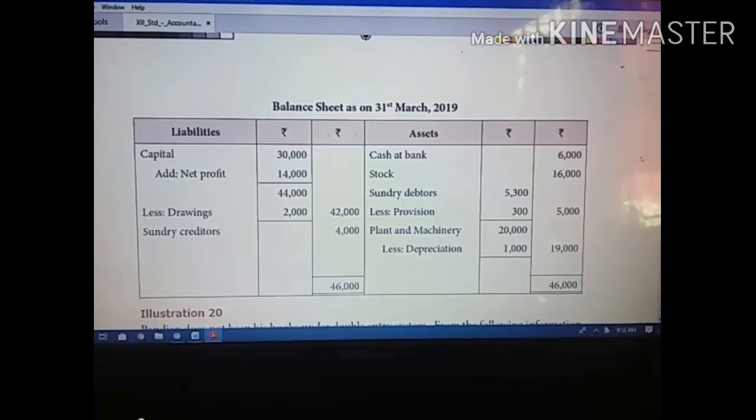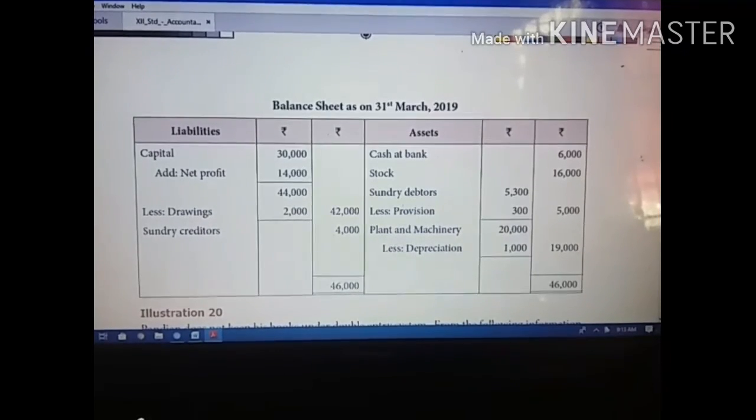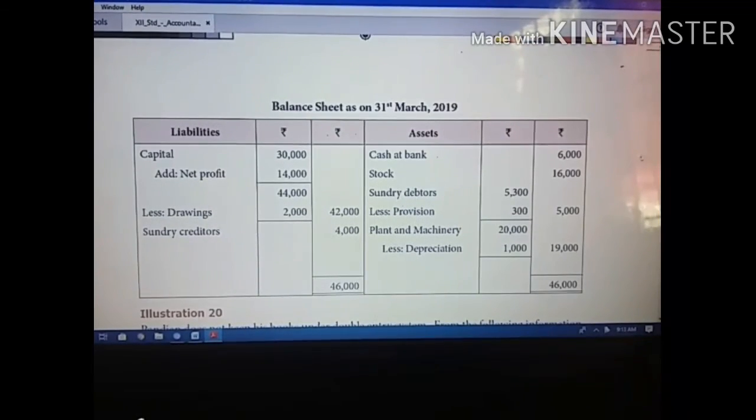Then plant and machinery, the original value is 20,000, but at the end of the year we have to provide the depreciation. After minus the depreciation, the value of machinery is 90,000. So this is the total value of assets and total value of liabilities. The balance sheet must tally on both sides, we get an equal amount. So 46,000, 46,000. So this is illustration 19.